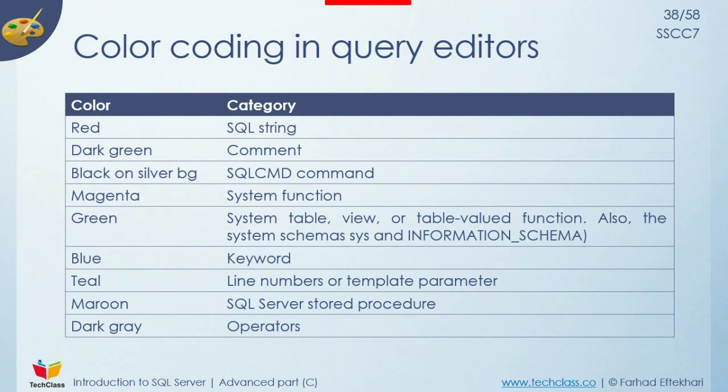And here are the lists of color coding in query editors. When you write your queries, you may see that some of the words are in another color. This is the definition for those colors and their codes. Make sure to understand them and understand which words are reserved for the database, and then try to avoid using them for your object names.